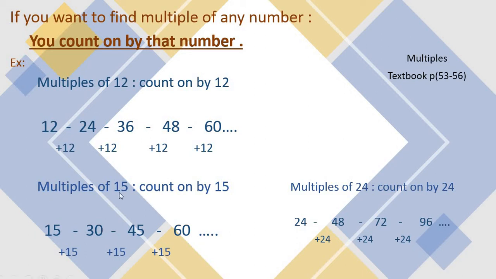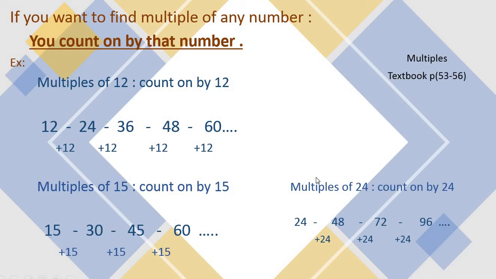Now what are the multiples of 15? I am counting on by 15. I am adding 15 each time. So I have 15, 30, 45, 60. If I ask you what is the third multiple of 15, you repeat the 15 3 times. That means 15 times 3, which is 15, 30, and 45. So this is the first, the second, and the third. So the third multiple of 15 is 45.